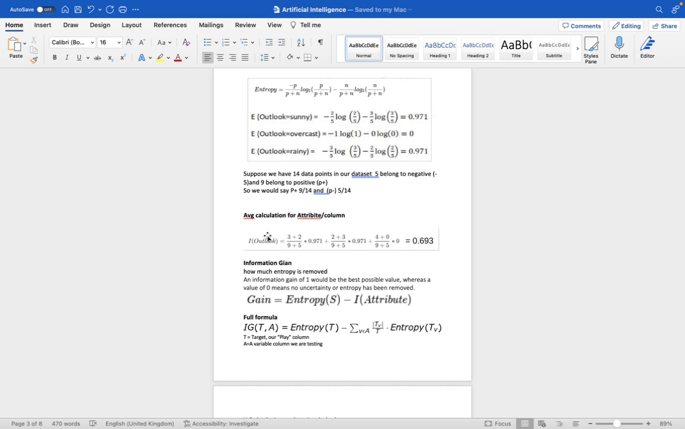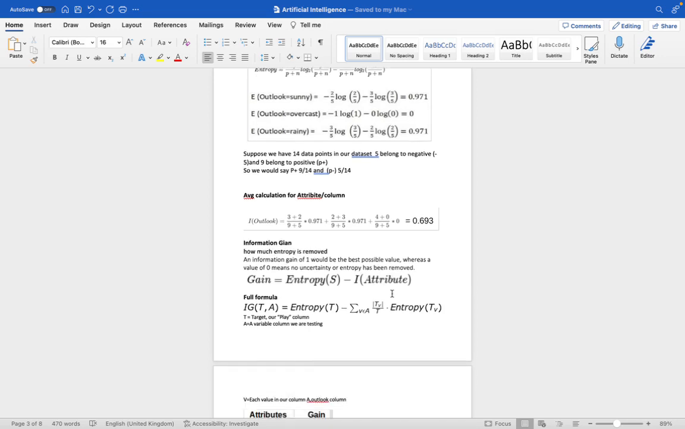And now we are at a position where the outlook is our highest value, and that is our root node. So the information gain tells us how much entropy we have removed. An information gain of 1 would be the best possible value, whereas a value of 0 means no uncertainty or entropy has been removed.